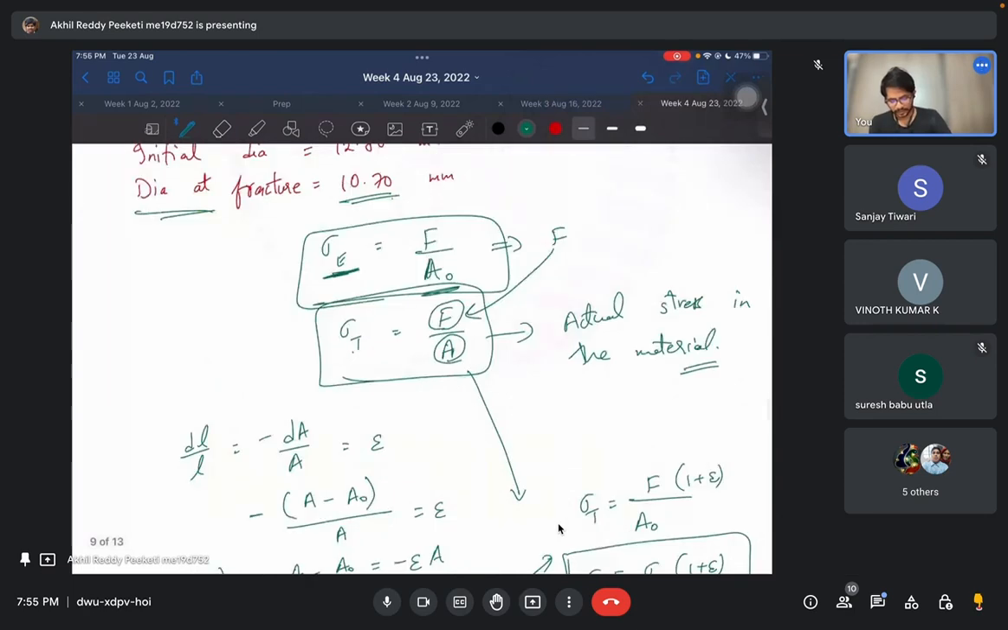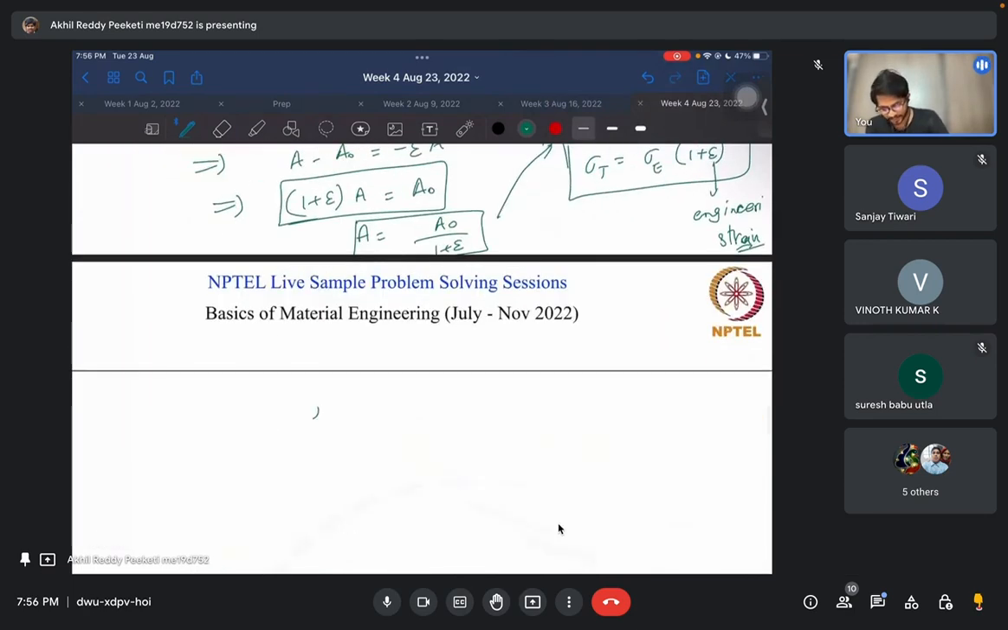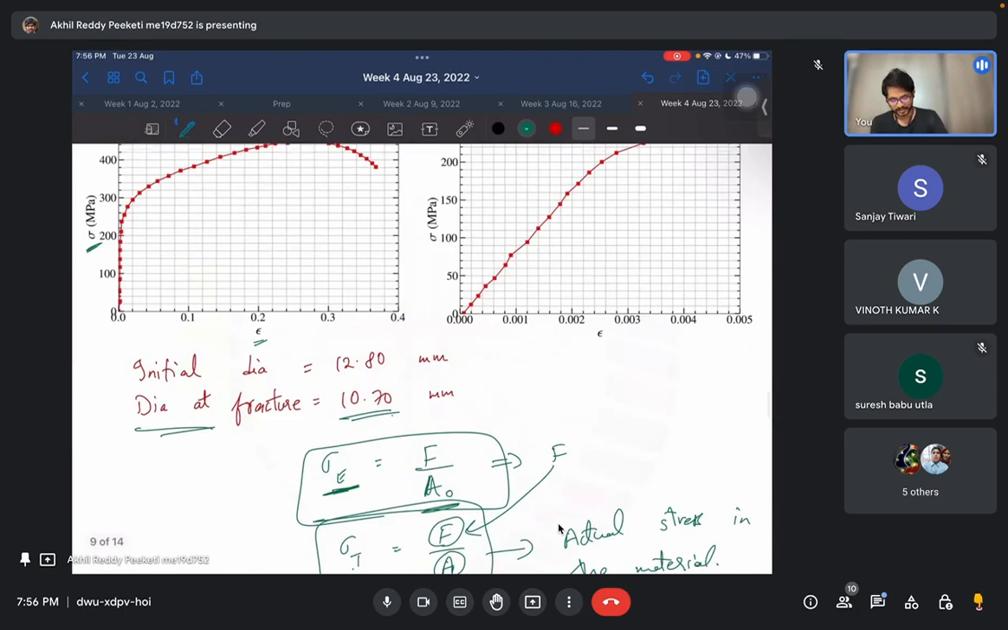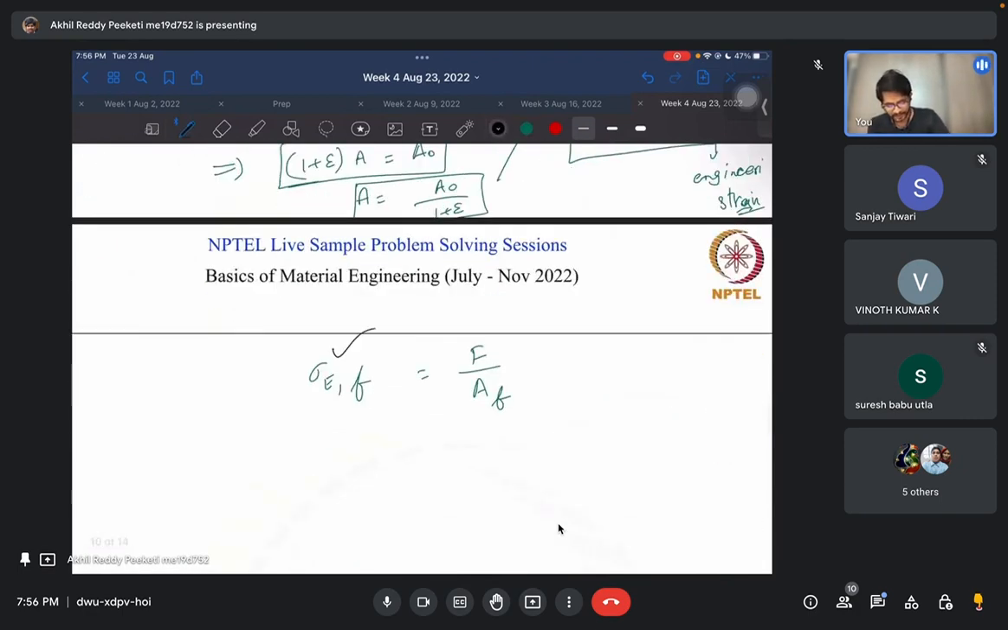So now we know sigma engineering at fracture, that gives us the force and area at fracture, because the diameter is given, so that is also given. So these two values are given, so you can estimate the force at fracture as sigma engineering at fracture into A_F.